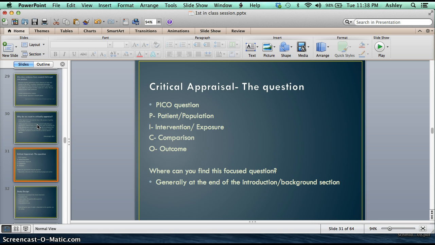So when we critically appraise an article, we generally start with the question. This is the focus question. This focus question you will generally find at the end of the introduction or within the background section. So within those first two, there should be an answerable question, also known as we've been working on, the PICO question, looking at the patient. It should describe the patient and population, the interventions that they're looking at or exposure. What are they comparing it to? And essentially, what is the outcome that we are trying to get to?